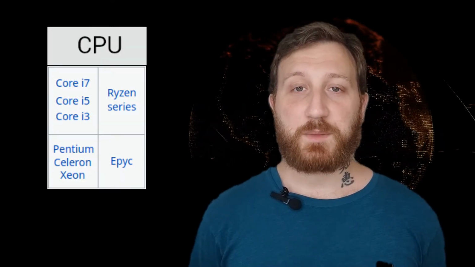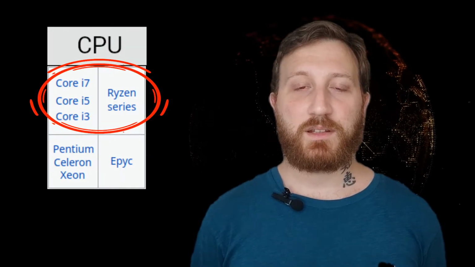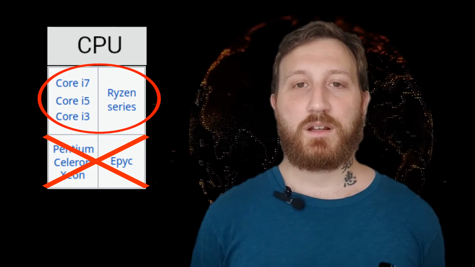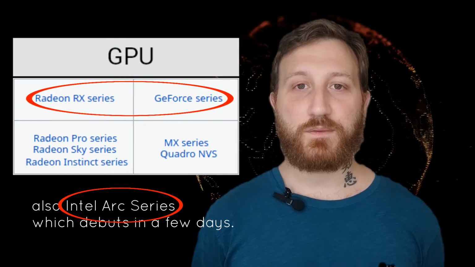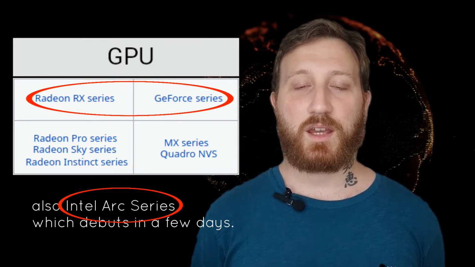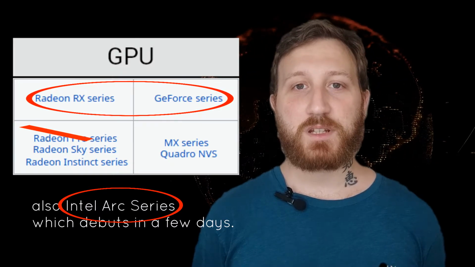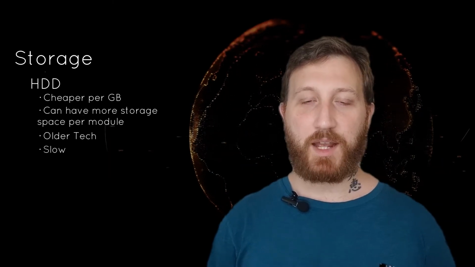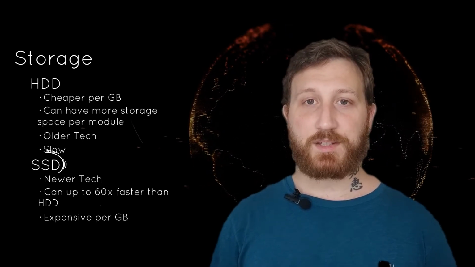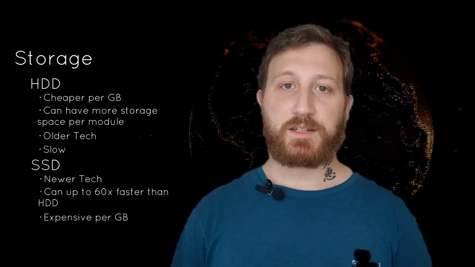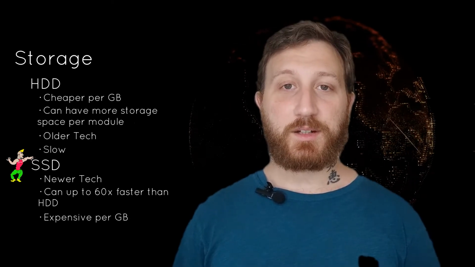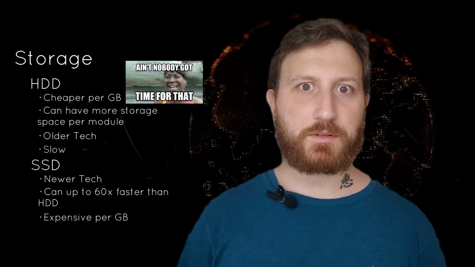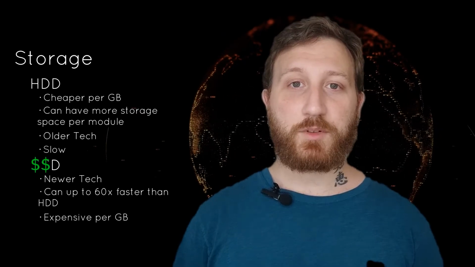There are a lot more types of CPUs and GPUs, but we are only interested in the Intel Core i series and the AMD Ryzen series. And for GPUs, we're only interested in the GeForce RTX series and the AMD Radeon RX series, which are made for the average consumer in mind. There are two main types of storage: HDD or hard disk drives and SSD or solid state drives. SSDs are newer technology and are way faster compared to their older counterparts, like 50 times or so, depending on what you get. But they are also more expensive.